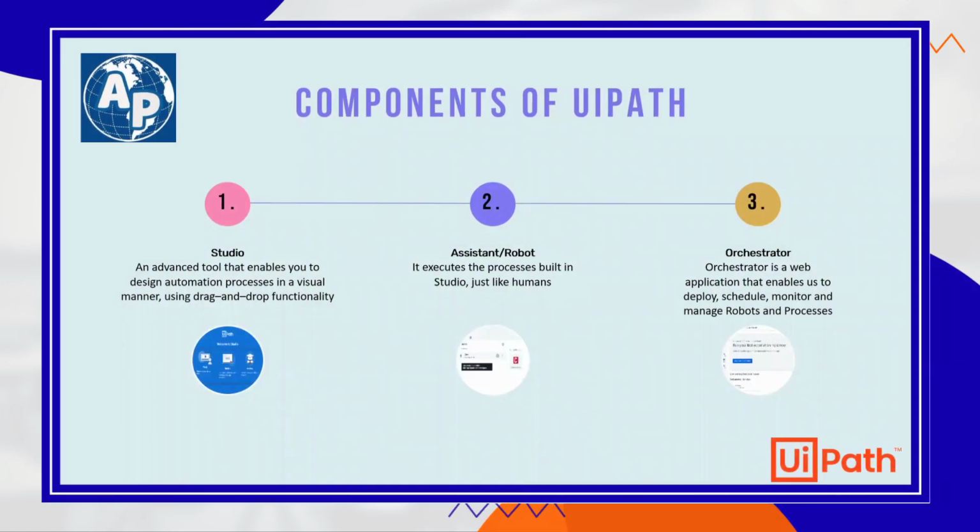When you talk about the components of UiPath, we have Studio, we have Assistant or Robot, and we have Orchestrator. Studio is like the playground where you will develop applications. It's the IDE where you will develop the bots, and Robot is for when you want to deploy it and run locally in the system, then you will use the Robot Assistant.